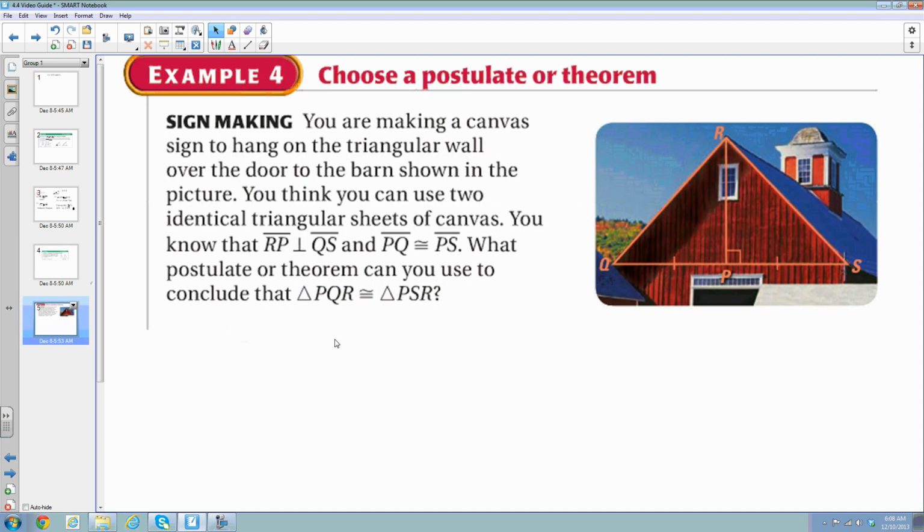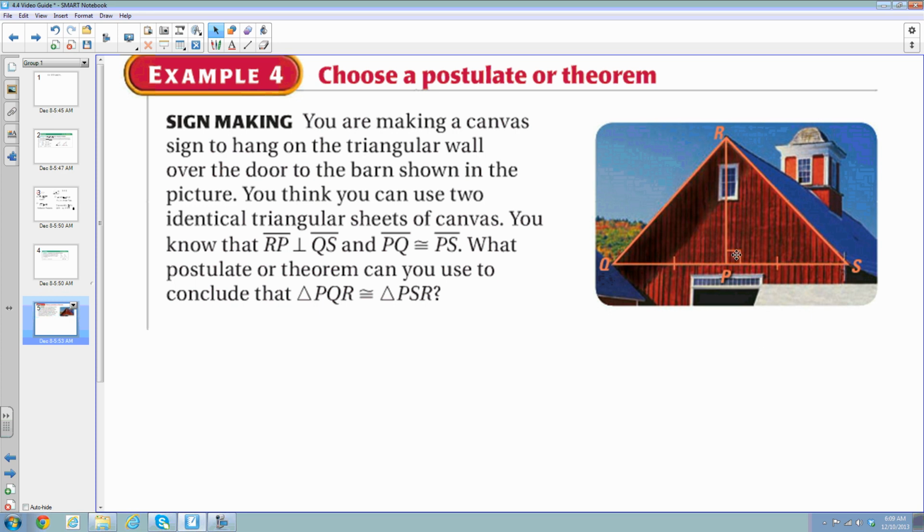So let's look at this one. Choose a postulate or theorem. You are making a canvas sign to hang on the triangular wall over the door of a barn, shown in the picture. You think that you can use two identical triangle sheets of canvas. You know that line RP is perpendicular to QS, so that means we're forming 90-degree angles at this intersection, as it says here. And we know that PQ is congruent to PS. What postulate or theorem can you use to conclude that triangle PQR is congruent to PSR?